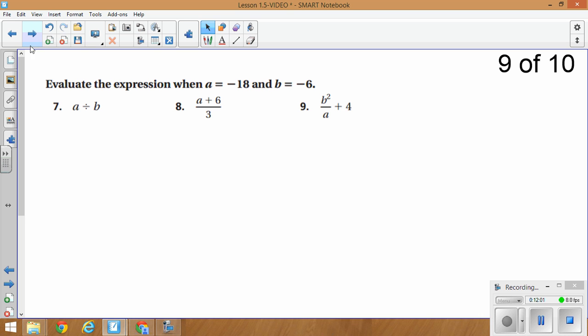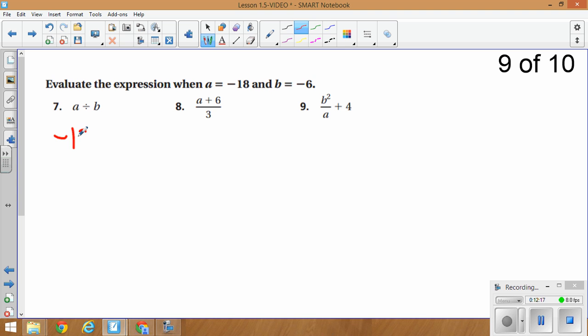Okay, now I'd like you to try an example like this on your own. When you're ready, after you finish 7, 8, and 9, please unpause your video and watch the solutions.